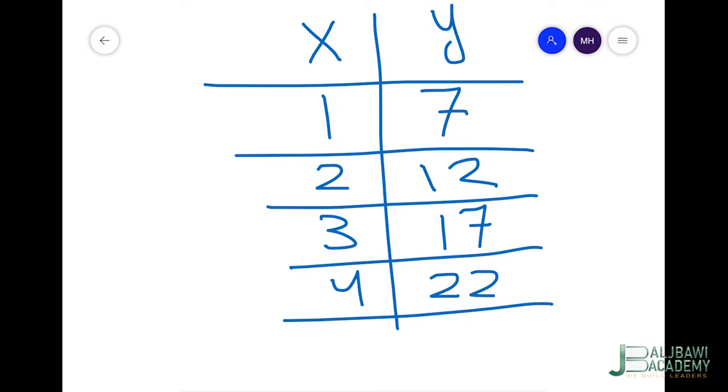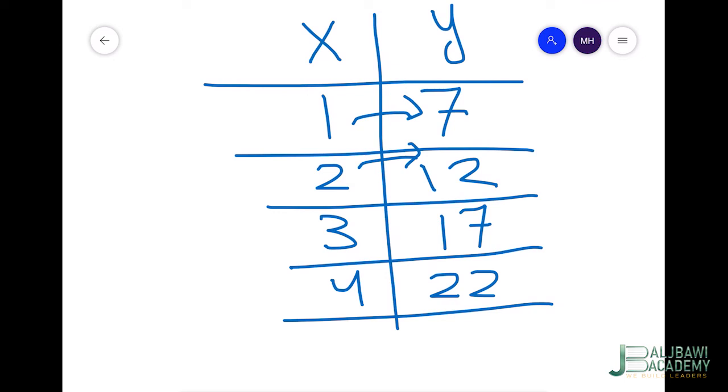Now how are the values of y related to the values of x? As you remember in the previous lesson or in the beginning of this video, I told you that you can relate them by addition or subtraction or multiplication, but here maybe it's two steps, or we can say a two-operation equation. So 1, how is it related to 7? We add 6 or multiply by 7. But if we try on the second value, if you add 6 to 2, you will not get 12. If you multiply 2 by 7, you will not get 12.